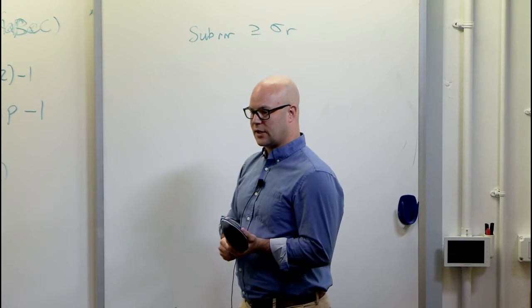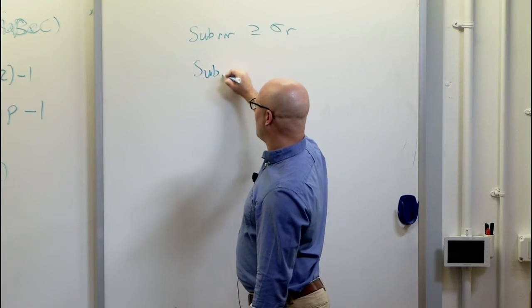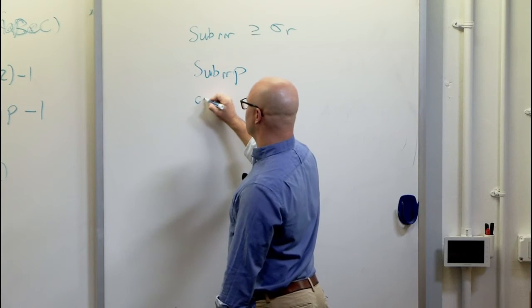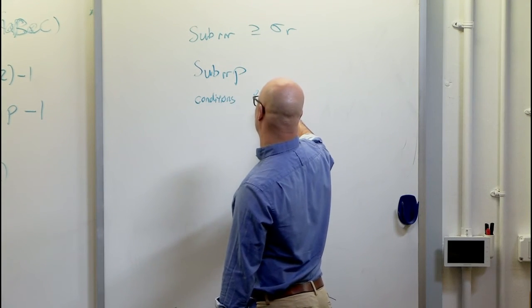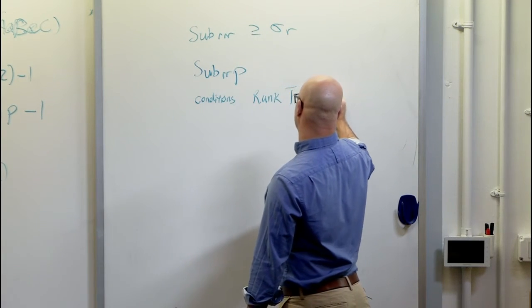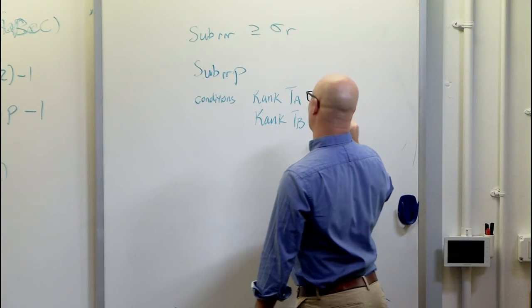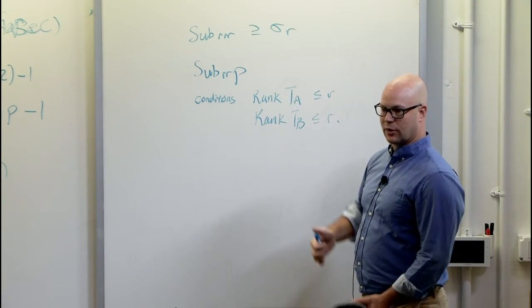But in general, if you ignore one of the flattenings, then you're just going to look at Sub_R,R,P, for instance. This is just conditions: rank T_A less than or equal to R, and rank T_B less than or equal to R, and then P is just general. So this is an irreducible variety, and it's defined by those equations, a prime ideal.